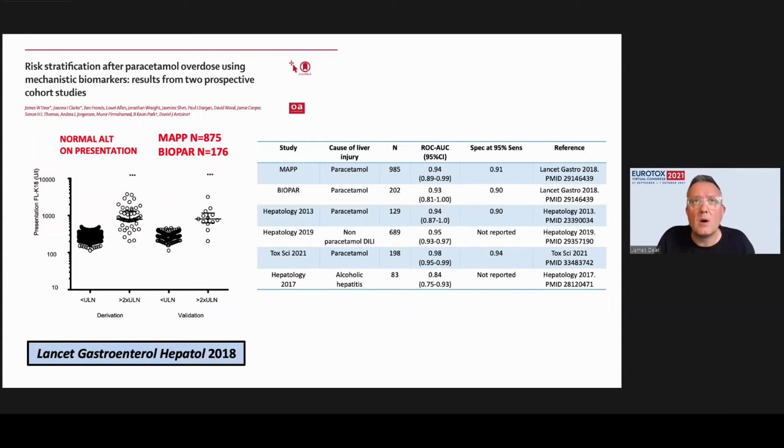The table on the right shows multiple different papers. All of the ROC curves are above 0.9, the bottom one being alcoholic hepatitis. The point being that keratin 18 has been replicated, as has miR-122, but keratin 18 has been replicated in multiple different cohorts and shown to be a highly sensitive and specific indicator of paracetamol DILI.